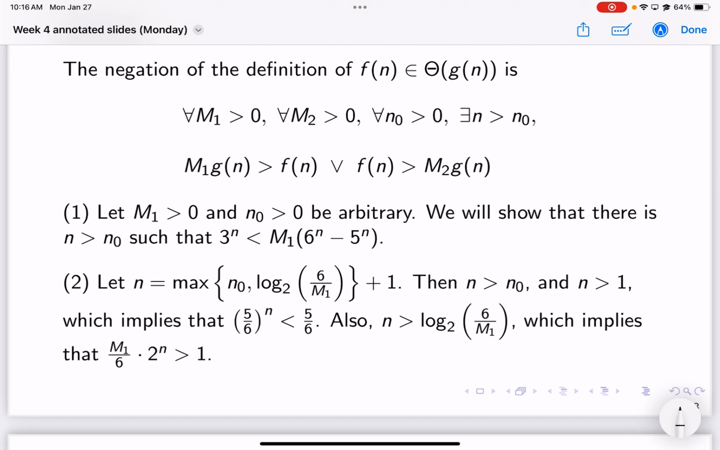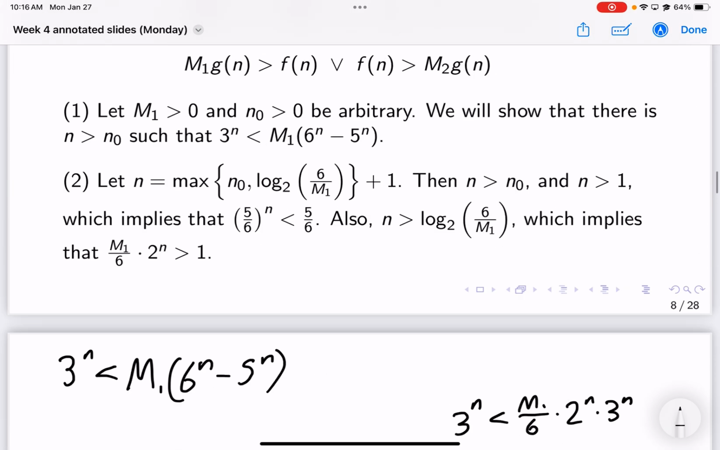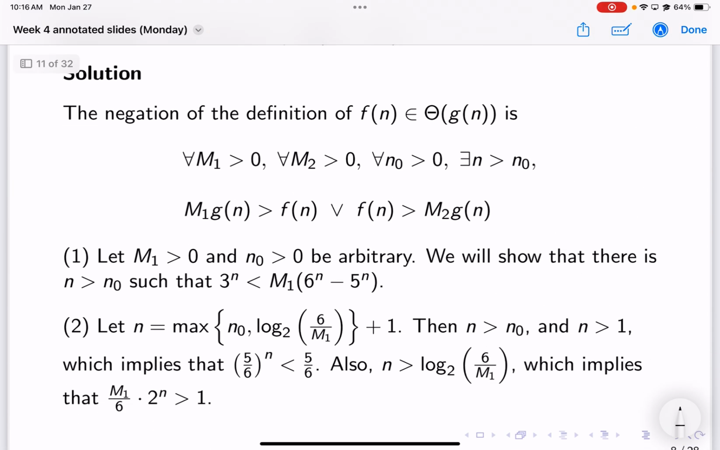Just like before, we say that n naught is the maximum of the bound we found earlier, log base 2 of 6 over m1. And n is defined as being greater than n naught plus 1, which ensures that it's strictly greater than both, and also eliminates the need to put 1, which we found is necessary here, in our max statement.